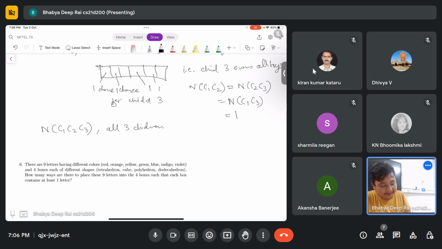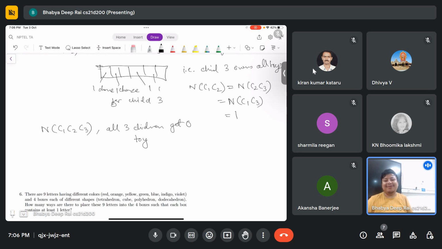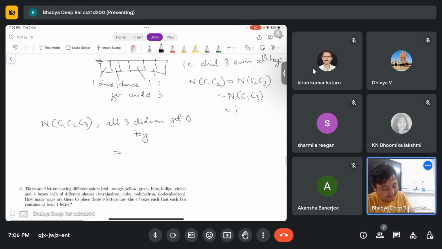Okay, get 0 toy. Then how many ways are there to distribute? I mean, then it's absurd, right? How can you give away all the toys if none of the children get any toy? So this is absurd. So this cannot happen. That is, number of ways equals 0.